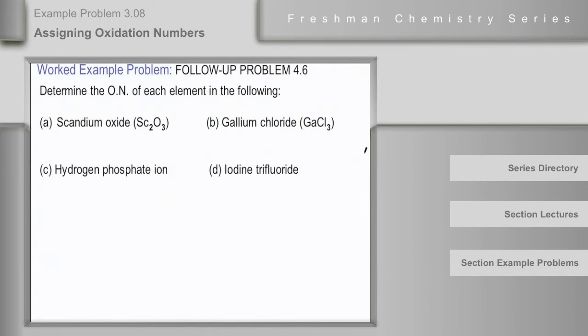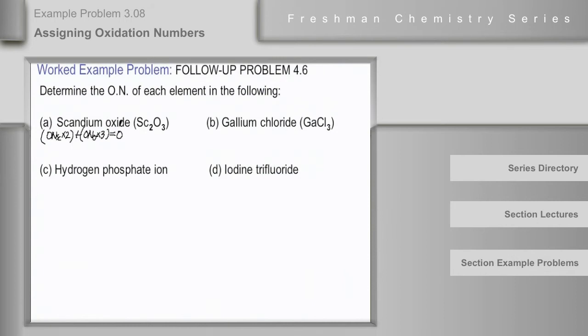So let's look at number A, scandium oxide. In this case, the rules say that the oxidation number of scandium times 2 scandiums plus the oxidation number of oxygen times 3 oxygens equals 0, because this scandium oxide is a neutral compound. So we can say oxidation number of scandium times 2 plus oxidation number of oxygen times 3 equals 0.